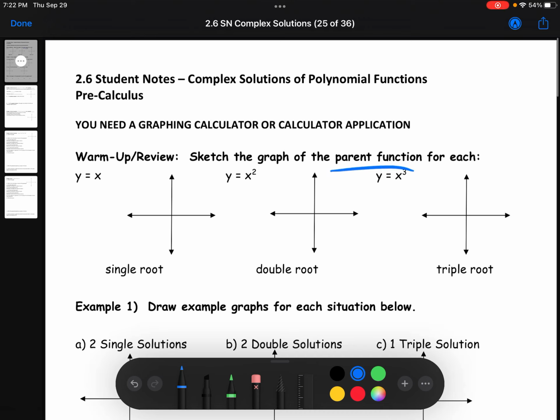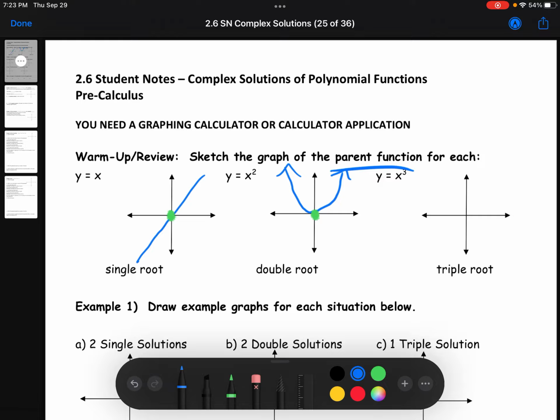Let's look at this little review here. Parent functions. Y equals x has a single root. It goes clean through the x-axis, and it does go through 0, 0. Let me adjust this real quick. Over adjusted. All right, there is y equals x. Single root goes clean through the x-axis. No bouncing or zigging. Y equals x squared is a perfect parabola.